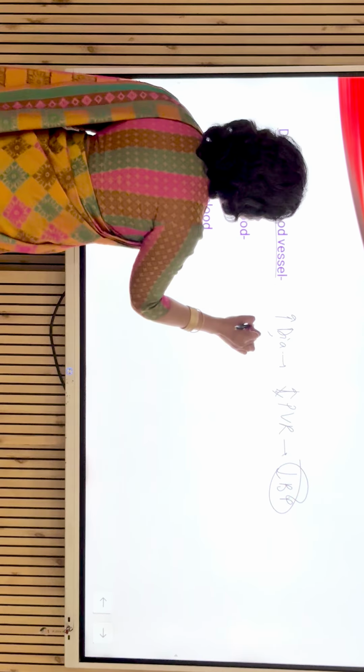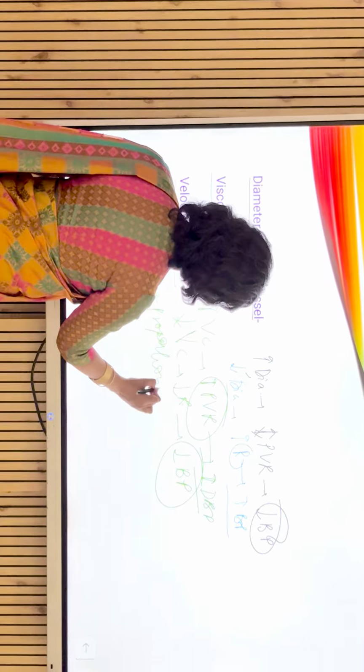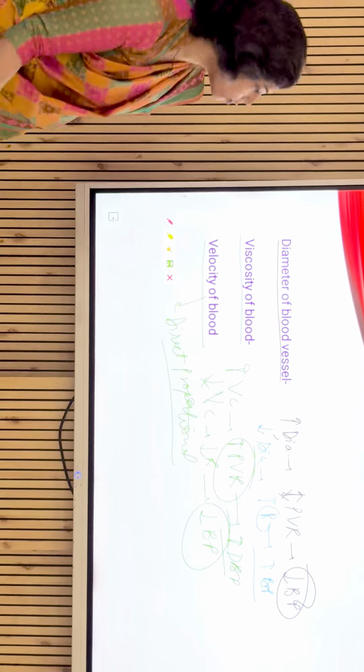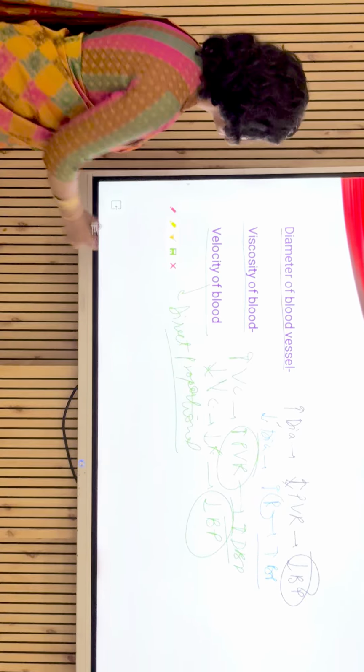Next, velocity of blood flow. It varies directly proportional to blood pressure. The more the velocity of blood flow, okay, the more the velocity, the more the resistance, and there will be an increase in arterial blood pressure.